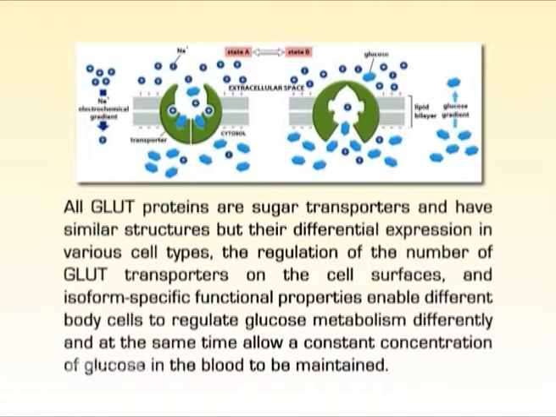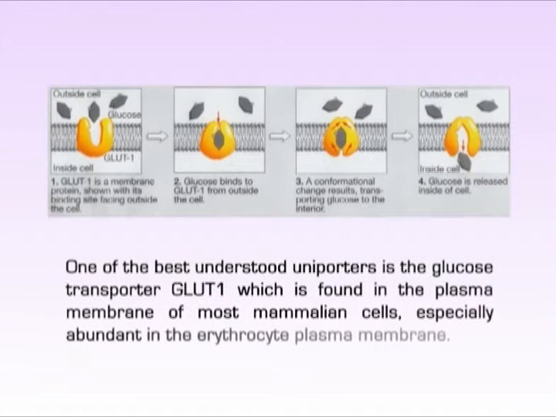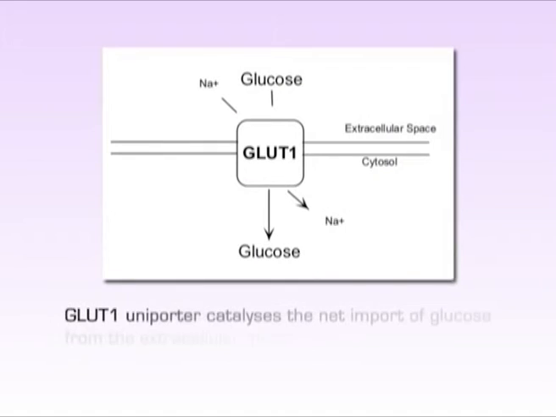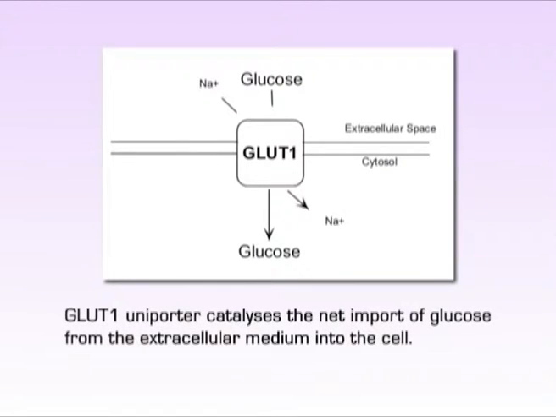be maintained. One of the best understood uniporters is the glucose transporter GLUT1, which is found in the plasma membrane of most mammalian cells, especially abundant in the erythrocyte plasma membrane. GLUT1 uniporter catalyzes the net import of glucose from the extracellular medium into the cell.